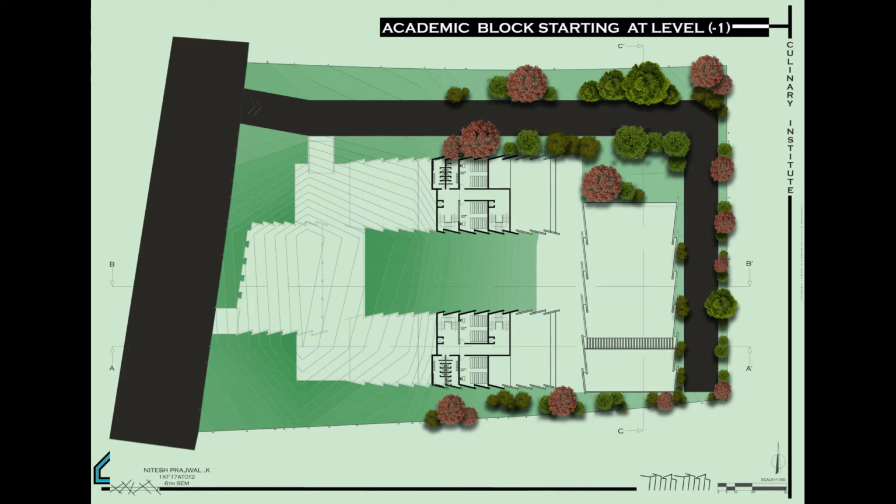Academic block starting at level -1. Here, the staircases and lifts overlap each other from the previous plans at -7 and -4, and the toilets are separated compared to the previous two plans. The plan is linear, and as I said, the classrooms are placed on both sides.